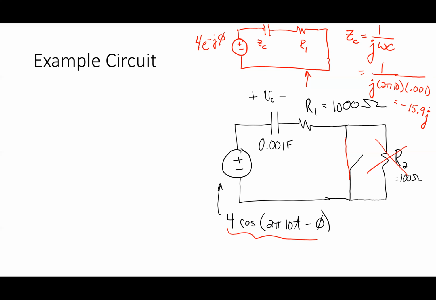-90 because of the negative j. Negative j would point down. Negative signs are always angle. Negative signs have nothing to do with magnitude, right? So this guy's got a negative angle. All right, so it tells me about the phase shift there.